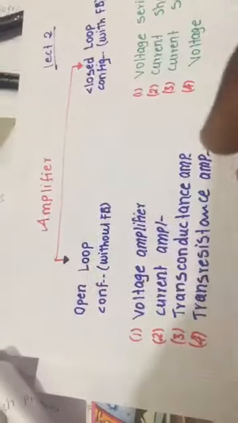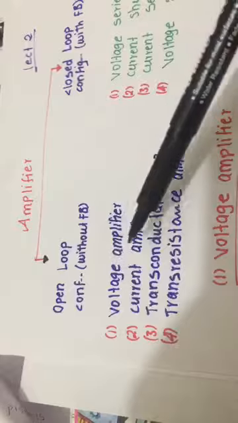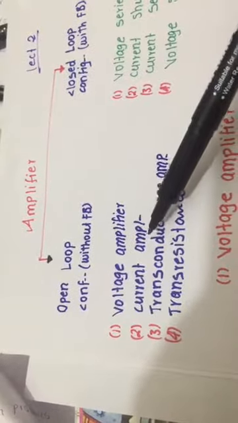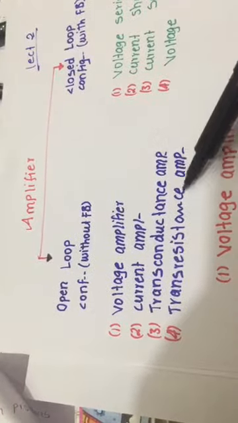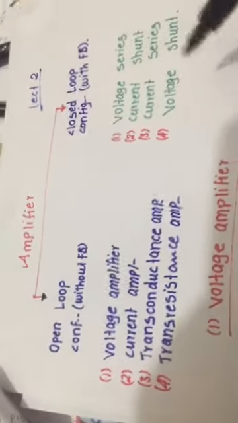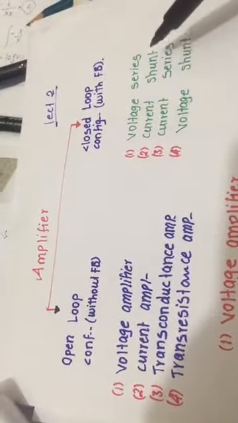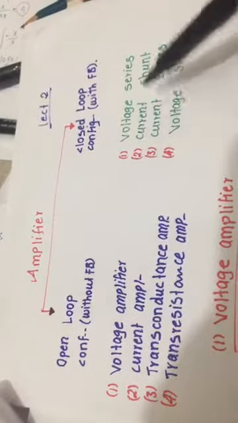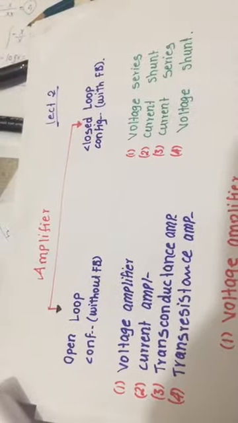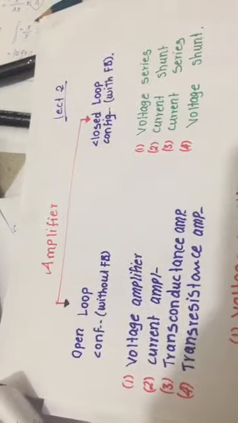In open loop configuration, we have these four types: voltage amplifier, current amplifier, transconductance amplifier, and transresistance amplifier. Same like that, in closed loop configuration, we have these four types: voltage series, current shunt, current series, and voltage shunt. So one more thing is there.